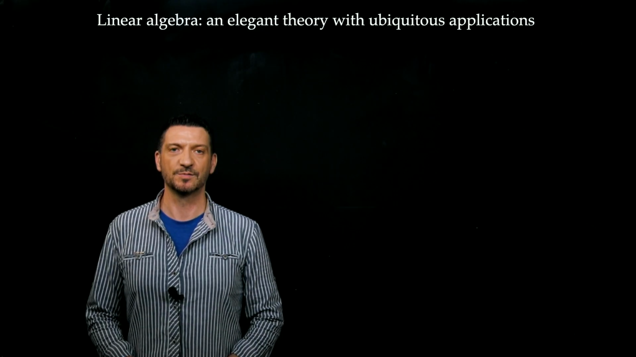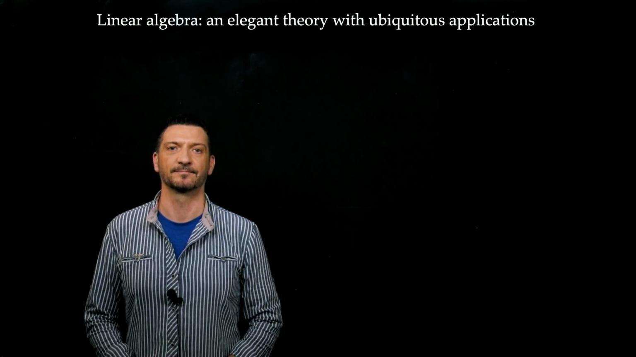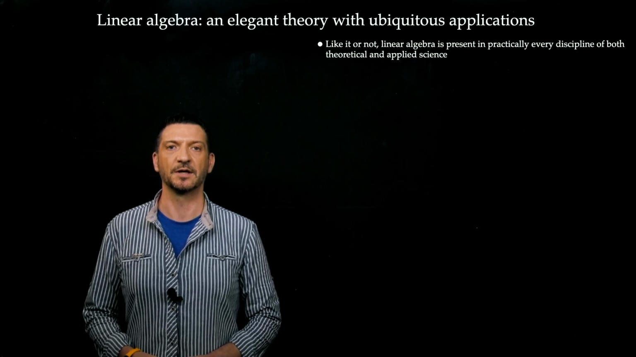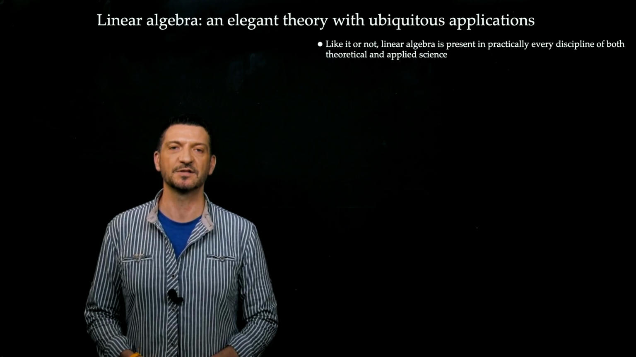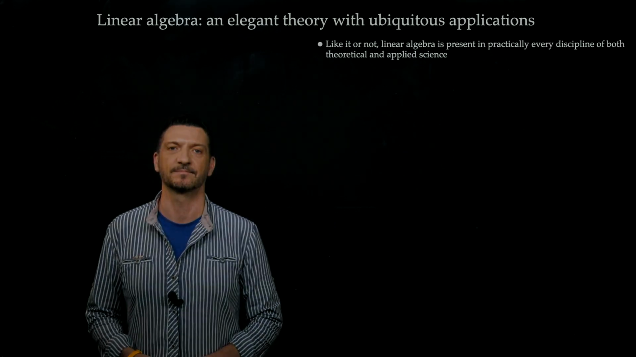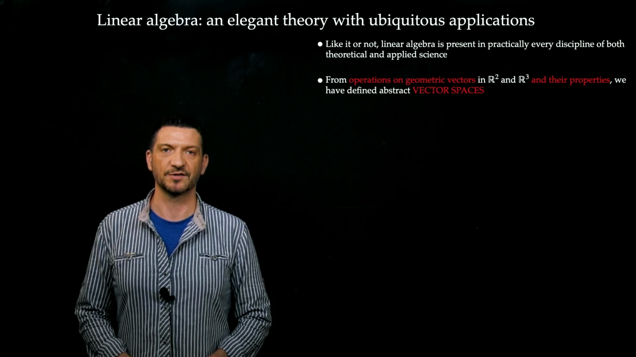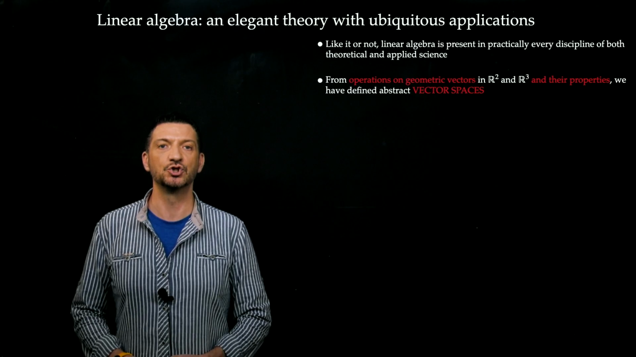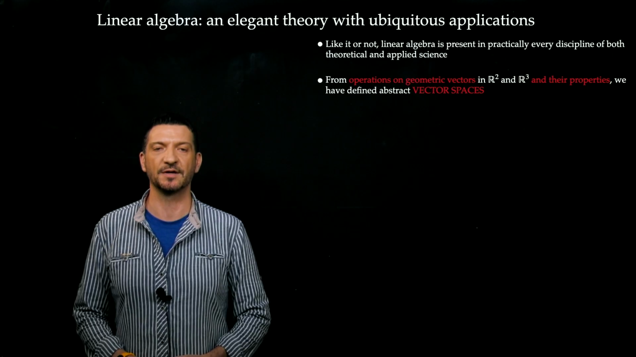The course of linear algebra ends here, and so it's time to draw conclusions from what we have learned. As I told you at the beginning of this course, and as we have seen with these nice applications, linear algebra, like it or not, now I hope that you like it, is present in practically every discipline of theoretical and applied science. As we have seen in Chapter 1, linear algebra begins with the brilliant idea of Grassmann, which defined an abstract vector as an entity which behaves like geometric vectors in 2 and 3 dimensions under the sum and the multiplication by a scalar.